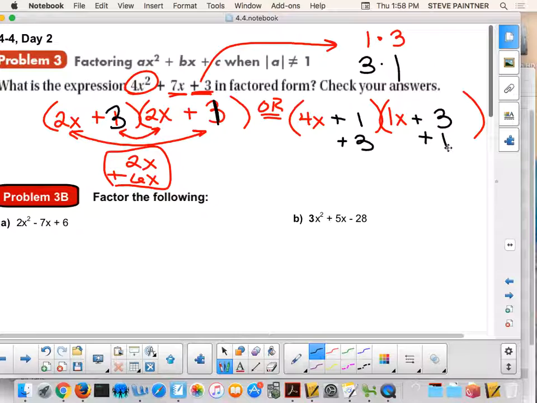If it works in there, that'd be the answer. Yeah, one of them works, I can't remember which one it is. I think it's the 3 and 1. And then that would be the answer, yep.